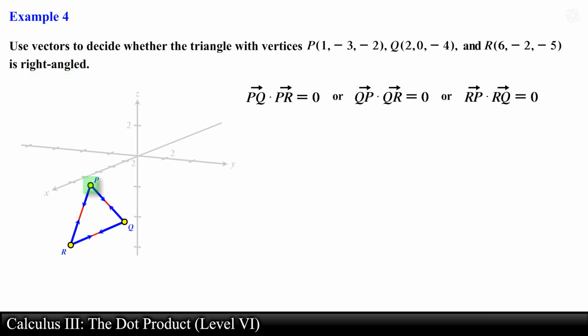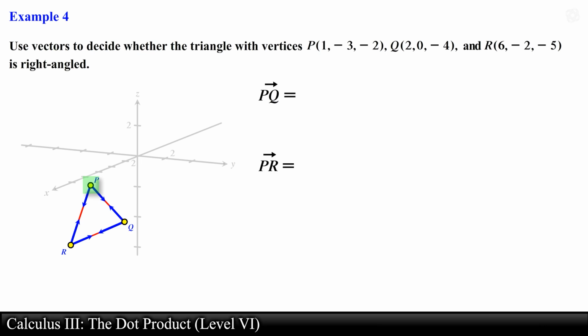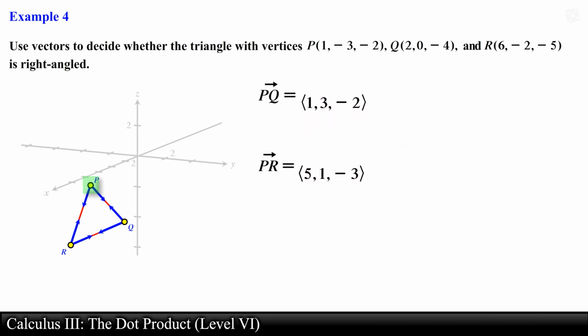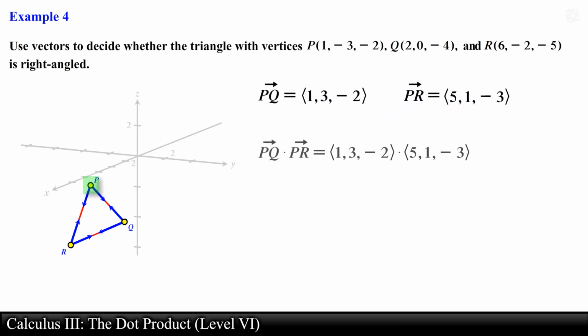Alright, let's first start with angle P. This angle is formed by vector PQ and vector PR. Let's first find the component form of each vector. Doing that, we obtain the following. Next, let's dot these vectors together and simplify the result. Doing that, we obtain 14 as our answer. Since the dot product is not equal to 0, this angle is not a right angle.